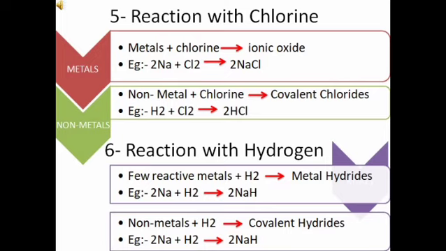Then last we have reaction of metals with hydrogen. Metals react with hydrogen to form metal hydrides, but an important point to be noted is only a few reactive metals like sodium, potassium, calcium and magnesium react with the hydrogen. Like sodium plus hydrogen gives sodium hydride, calcium plus hydrogen gives calcium hydride. They both are ionic hydrides.